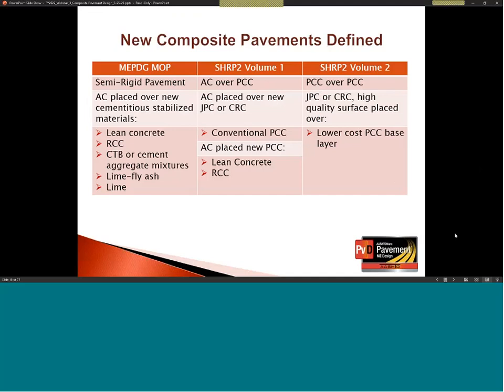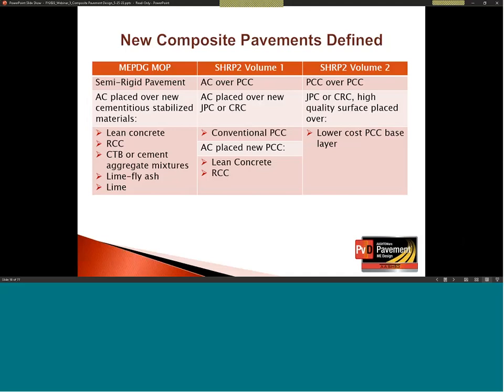The column 2, this was the Sharp 2 Volume 1 report. This is AC over recently placed PCC itself, and that PCC could consist of a jointed plain concrete or a continuously reinforced concrete layer. The Sharp 2 report could also note it could be lean concrete or roller compacted concrete, as long as there are joints in that layer.